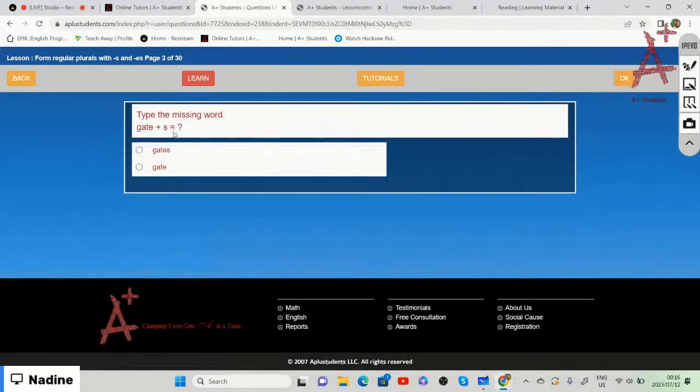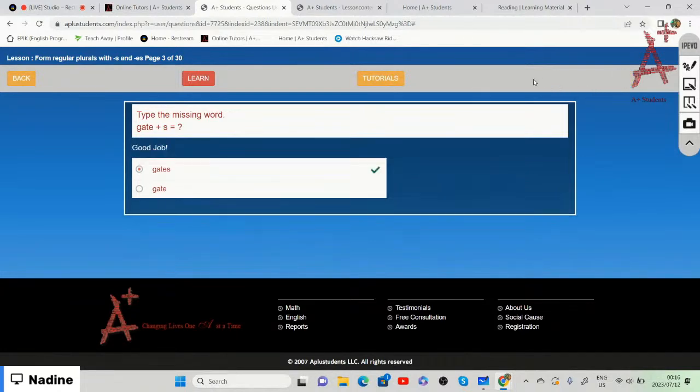Gate plus S. Is it gates, referring to more than one gate, or gate, only one gate? We need to type gate plus S. All right. So we will say it is the first option, which is gates.